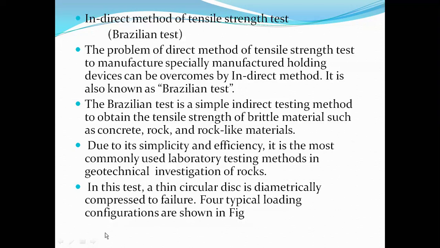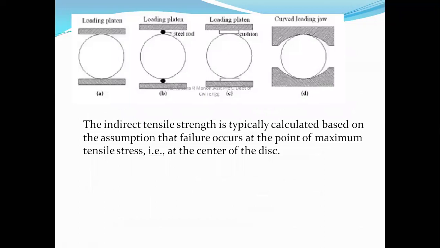Four typical loading configurations are shown. As I said, the rock specimen is a circular disc, and the load will be applied diametrically opposite, so that it is compressed diametrically, which leads to failure. So there are four different ways we can load the cylindrical or circular disc.